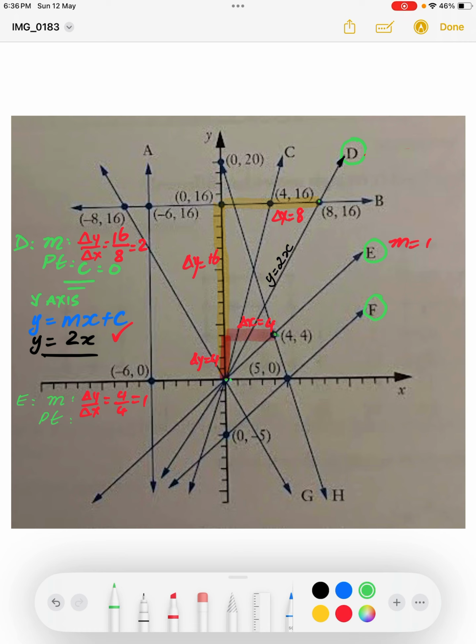The point on that line is it's crossing the y-axis at 0, so we'll call that the c value, where it crosses the y-axis. Then we can substitute these values into y equals mx plus c, and we leave the y and the x because that's our equation. We substitute m to be 1 and c is 0. So the equation is y equals 1x plus 0, or simply y equals x. That's E, and now for F.